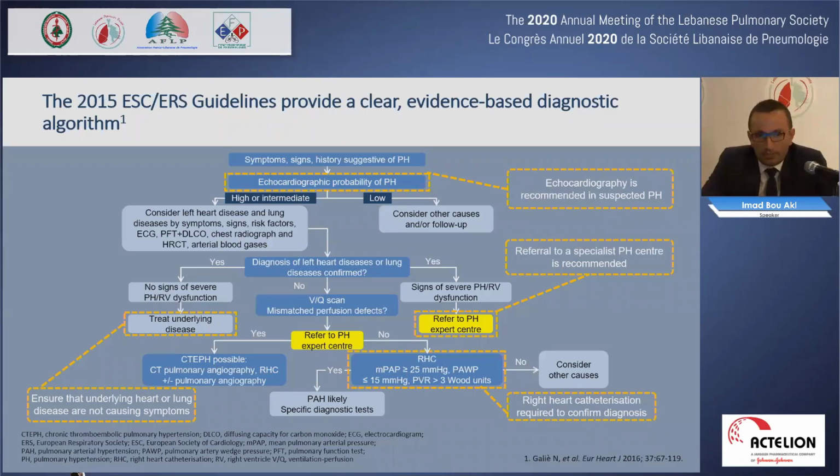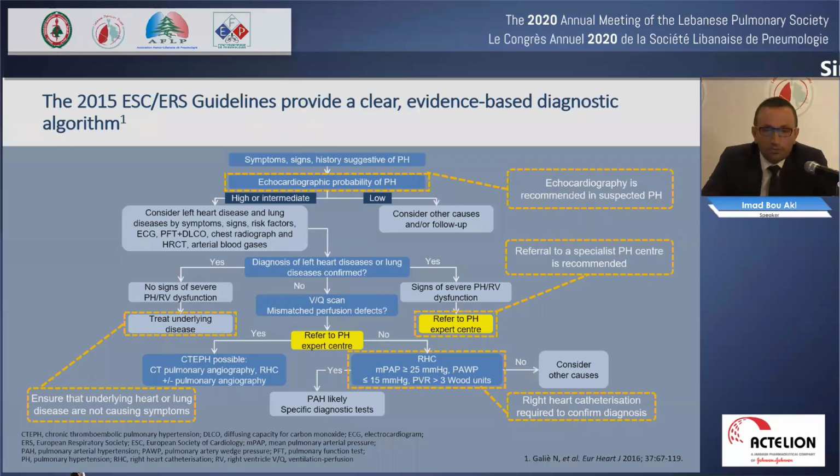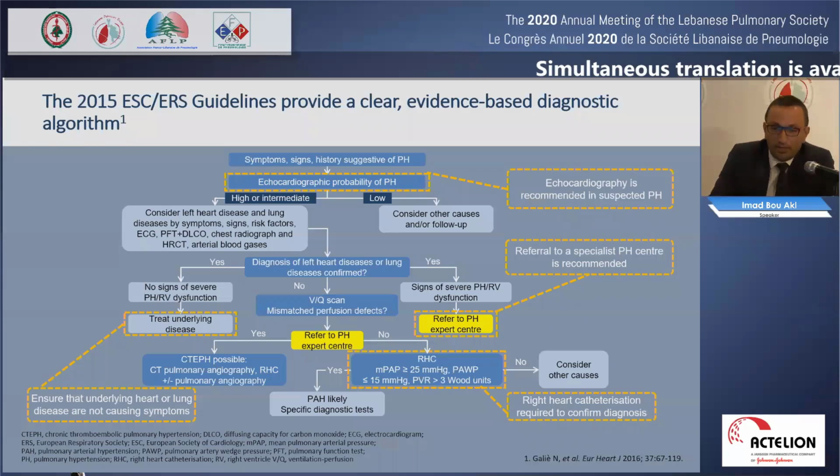Now, this is the ESC ERS guidelines, which provide a clear but complicated evidence-based diagnostic algorithm. But to simplify it, I would say mainly, you suspect PH, you see it on echo, rule out major causes, lung and heart, and then move into subcategorization with a VQ scan and refer to a PH center for a right heart cath and further testing.